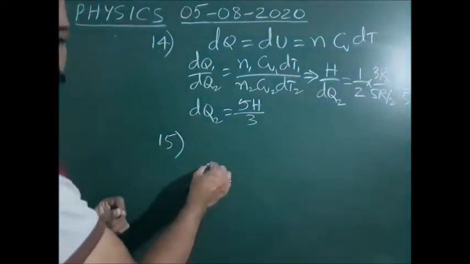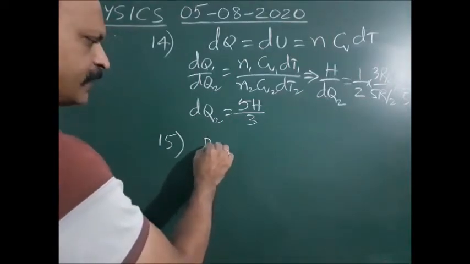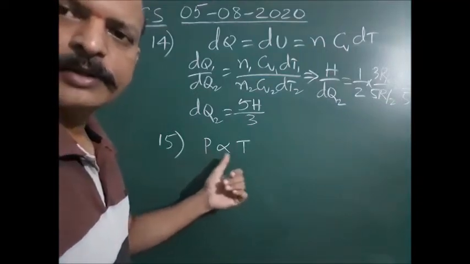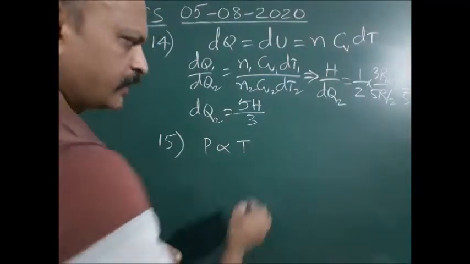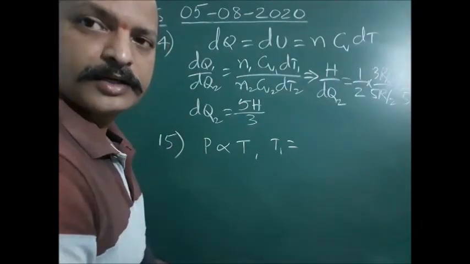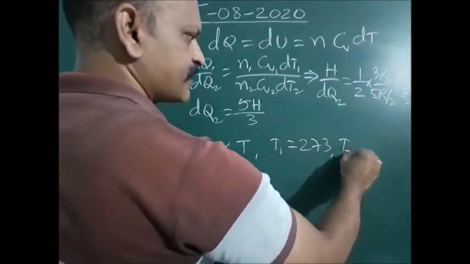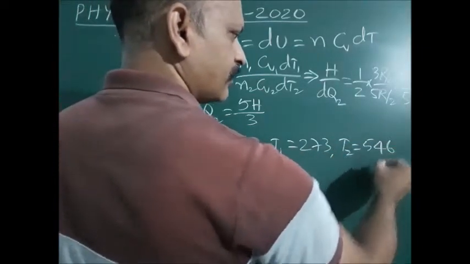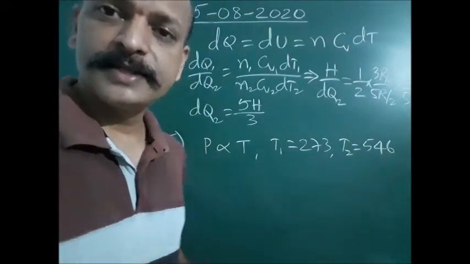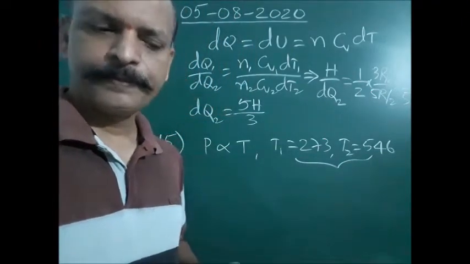So at constant volume, the pressure is directly proportional to temperature. If pressure is doubled, temperature is also doubled. First time the temperature is at STP, means 0 degrees Celsius or 273 Kelvin, and the final temperature is doubled. Doubled means it will become 546 Kelvin. So what is the change in the temperature? Delta T is 273. Okay, keep it like that.